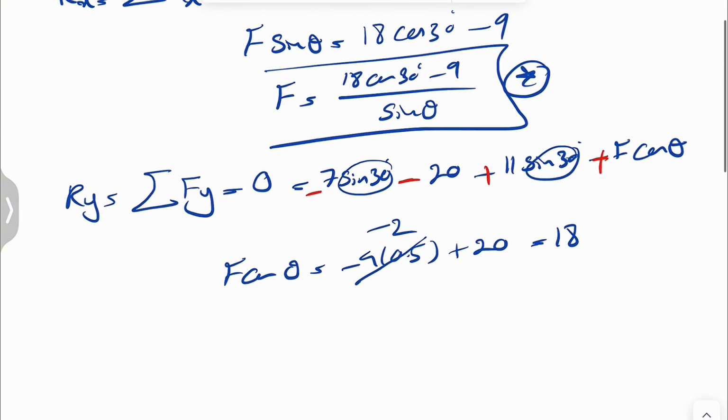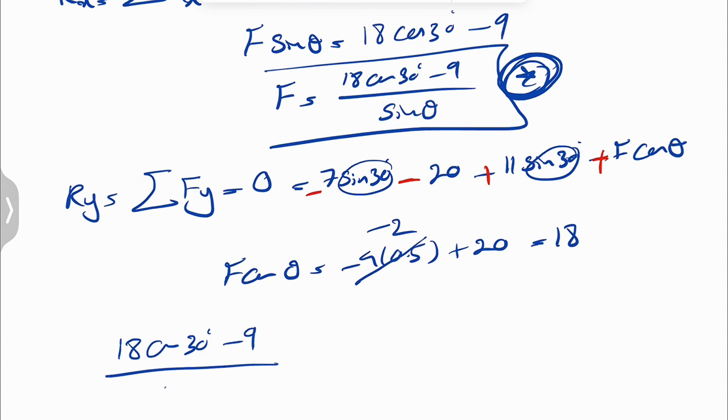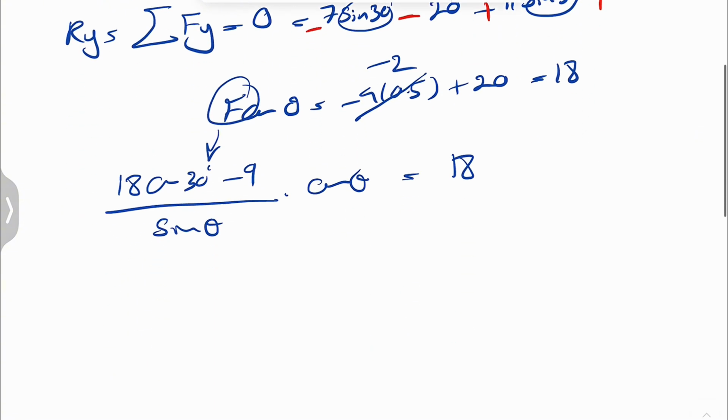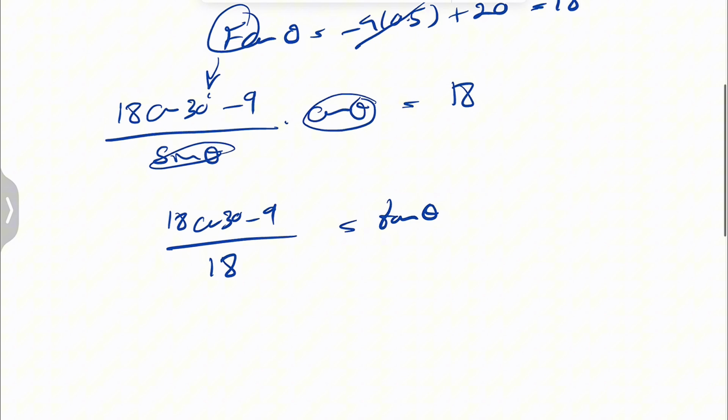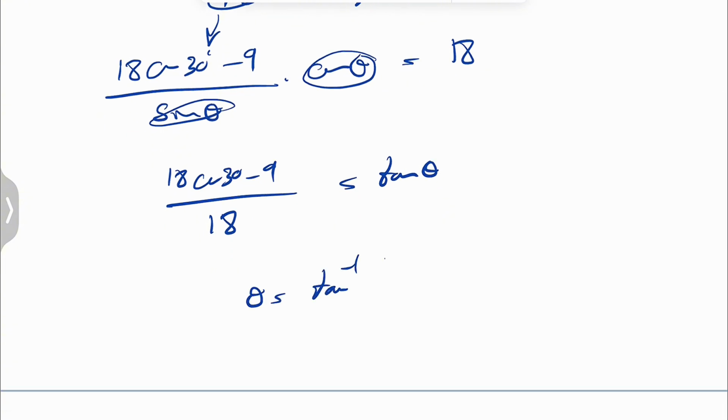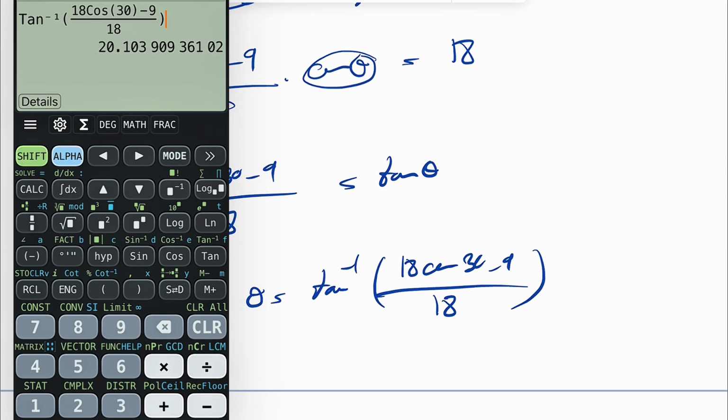Alright, so I'm going to plug in what we have for F into the second equation. So basically, 18 cosine of 30 degrees minus 9 over sine of theta, times cosine of theta, is equal to 18. I can bring these two together, which is cotangent. If we go to the other side, it will be the tangent of theta equals 18 cosine of 30 minus 9 divided by 18, so theta would be tangent inverse of this value. And this is going to give us 20.1 degrees.